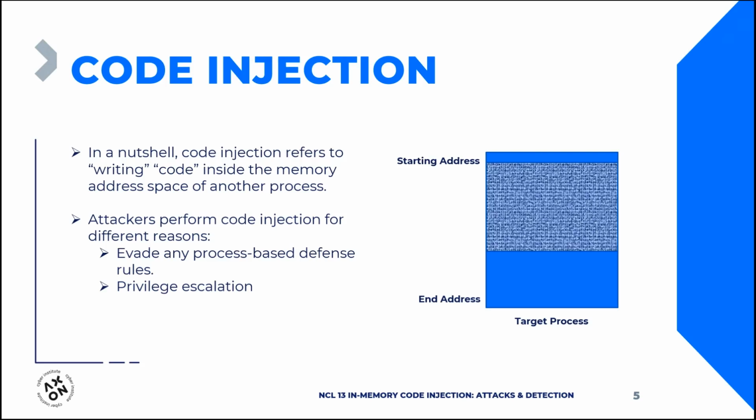Also, you have privilege escalation. So, for example, if you are running on process A, it might not access certain buffers, certain variables, certain tokens, while process B has access to other buffers, other tokens. So if you inject your malicious code into process B, then that malicious code can have access to those buffers and tokens.